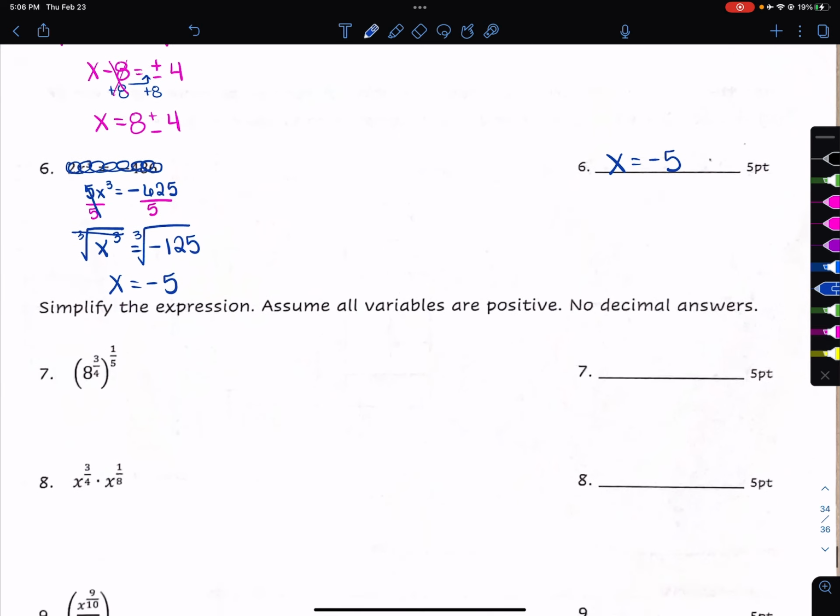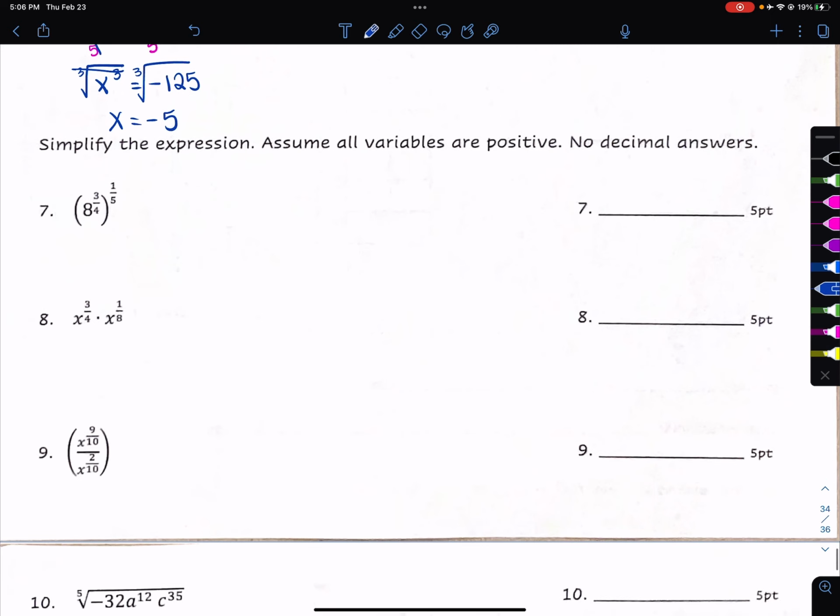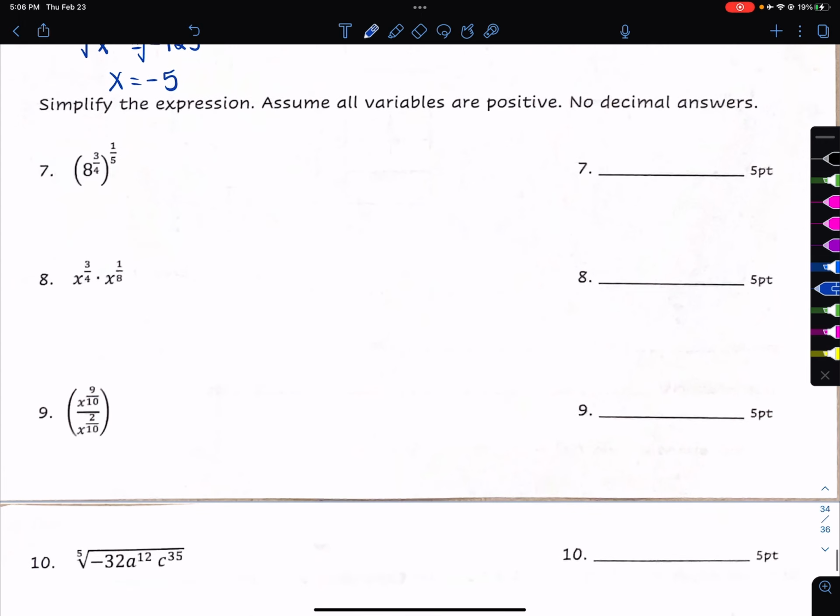Okay. All right, let's go on to number 7 and 7 through 10. Here we are simplifying the expression. Okay, it's no decimal answers. So when we have a power to a power, so power on the inside and a power on the outside, this is when we multiply the exponents. So we will have 8 is our base. 3 times 1 gives me 3 in the numerator. 4 times 5 gives me 20. Okay, so 8 to the 3 over 20 power.